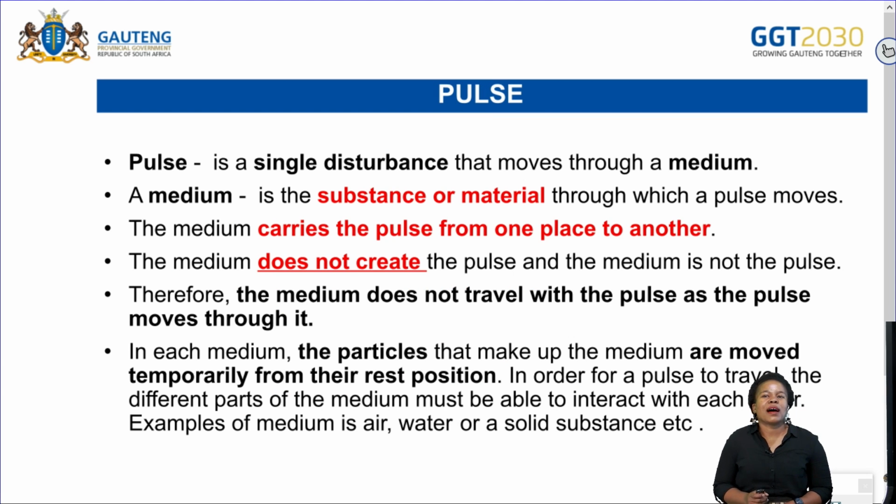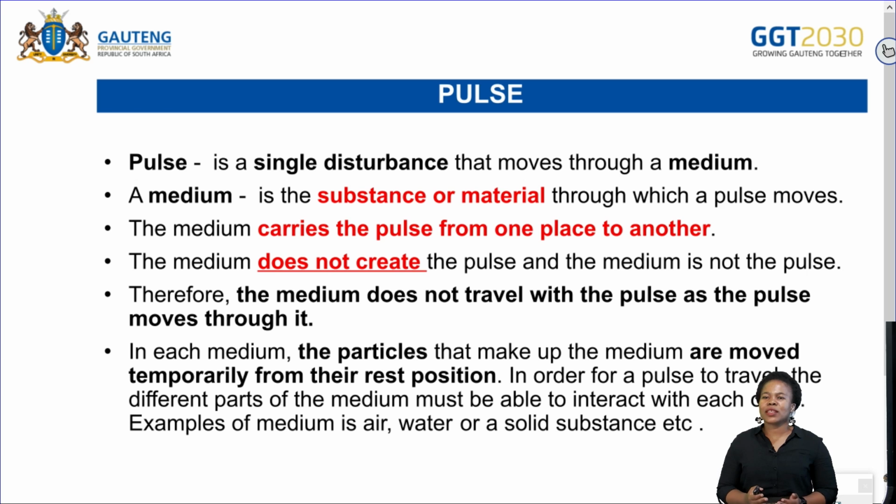So what is a pulse? You may ask yourself. It is a single disturbance that moves through a medium. Okay? And then I know you are asking yourself once more, what is a medium? Now, a medium is a substance or material through which a pulse is able to move. Okay, now a medium carries the pulse from one place to another.